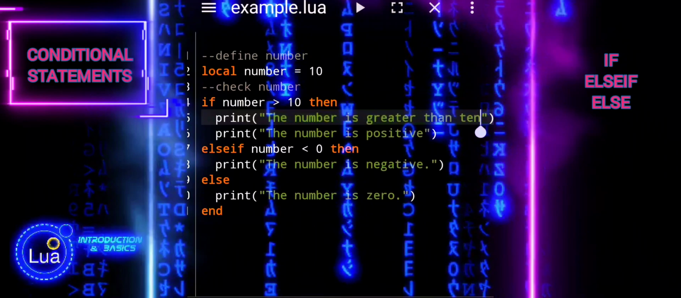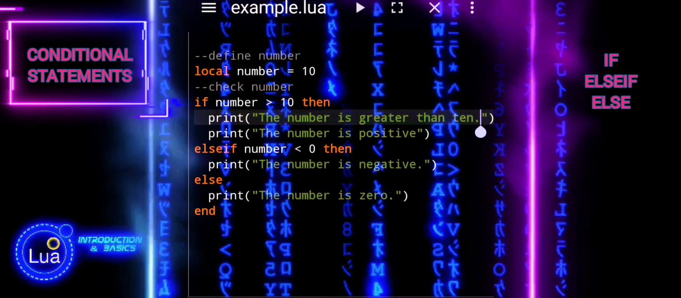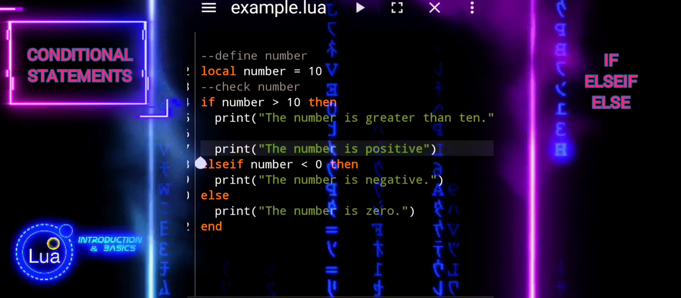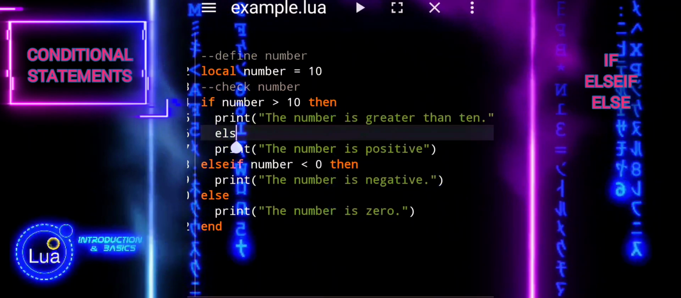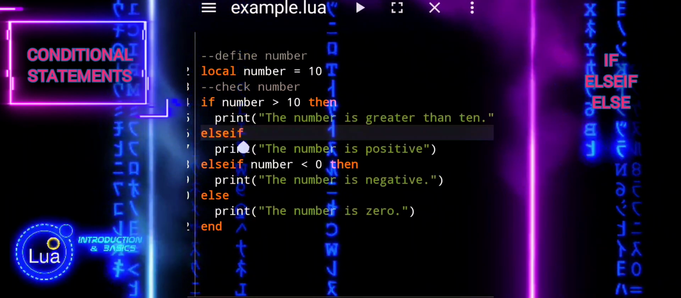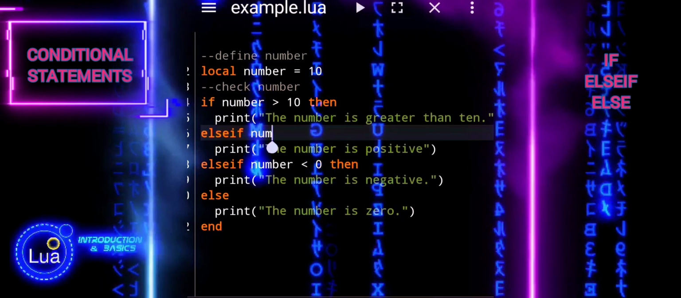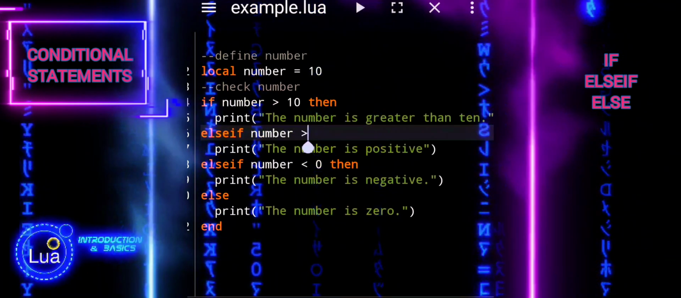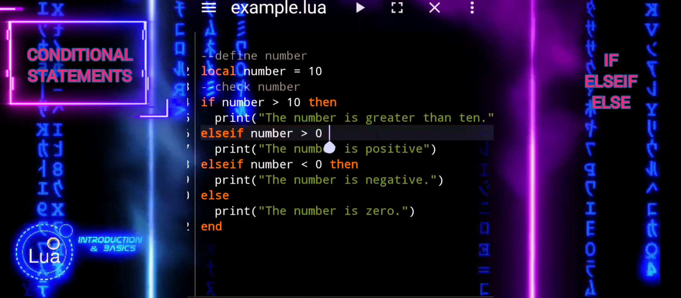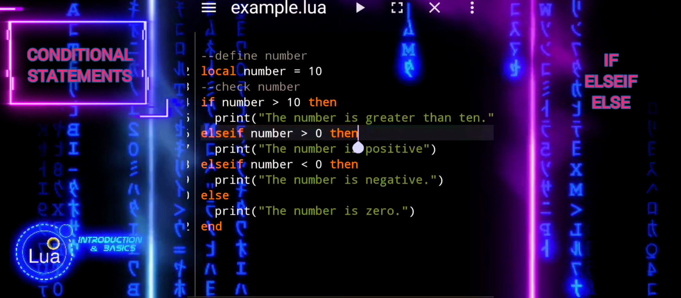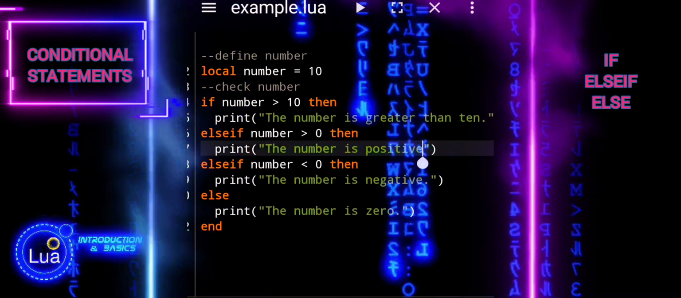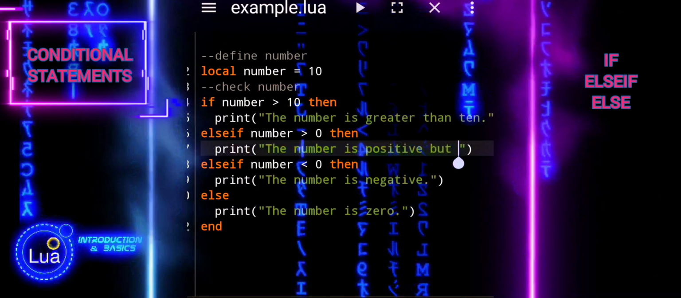In this example, we use multiple elseif statements to check if the number falls into different ranges. Each elseif statement is evaluated sequentially, and the corresponding block of code is executed if the condition is true. Using multiple elseif statements allows us to create more complex conditional logic and handle various scenarios in our Lua scripts.